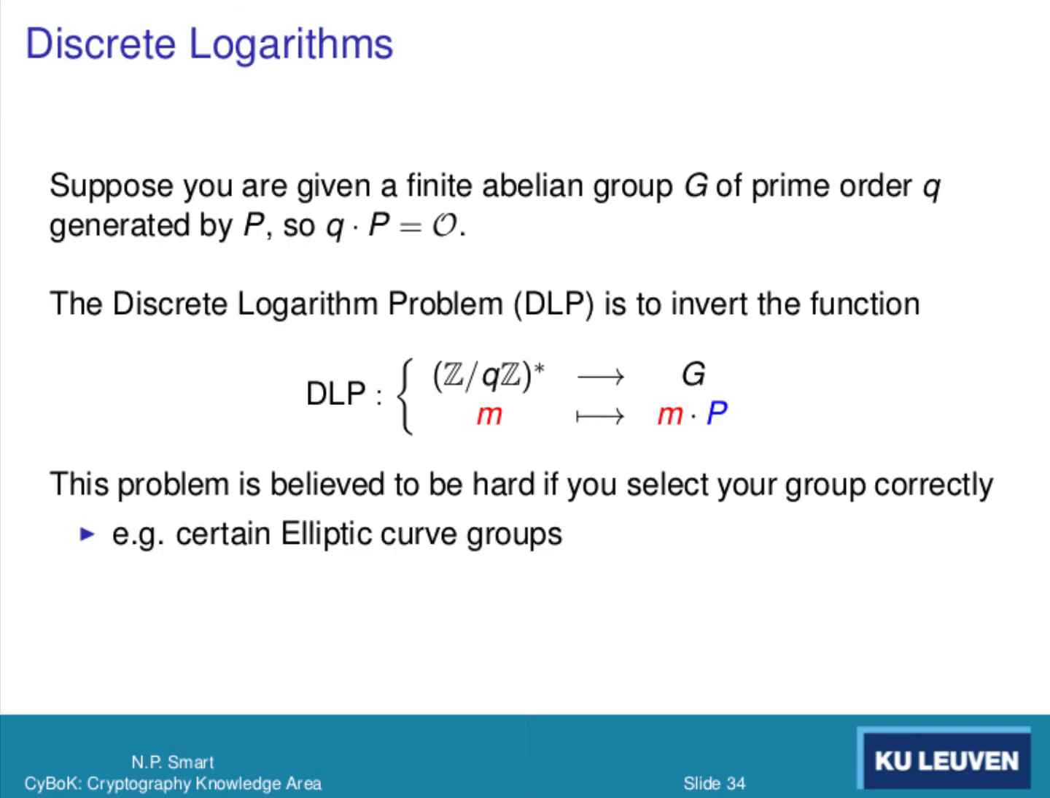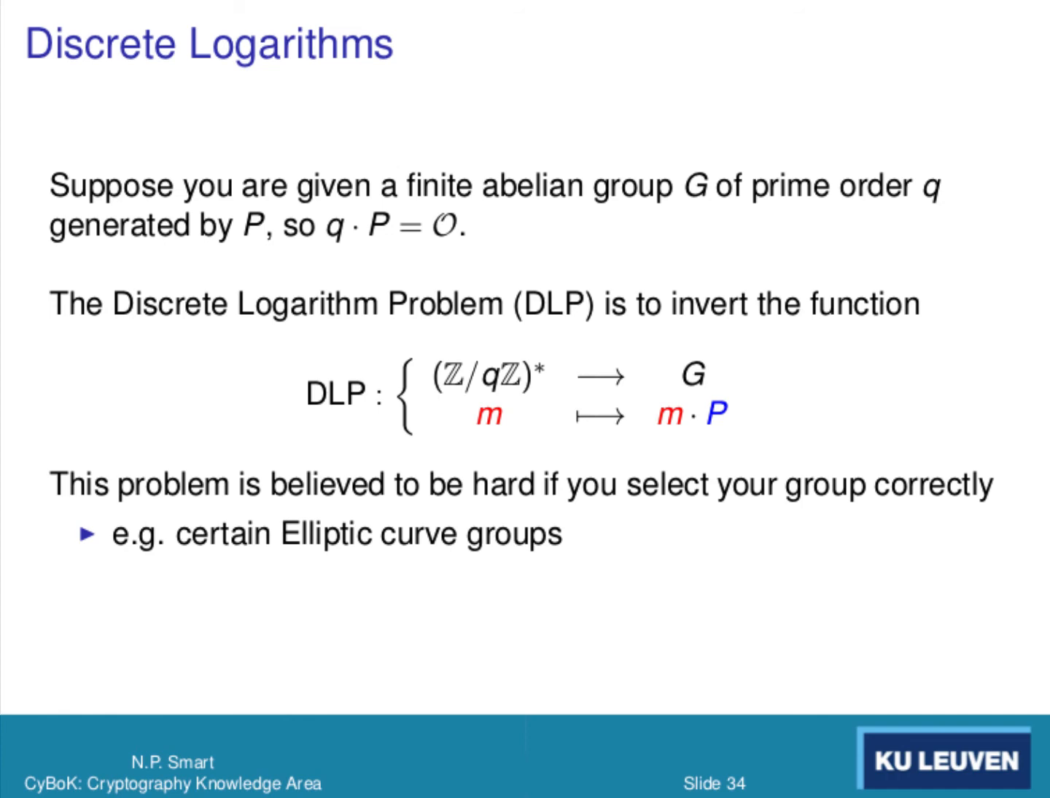Okay, the other way of producing encryption schemes and signature schemes in the real world at the moment is using what's called the discrete logarithm problem. And here what we take is some finite abelian group G, which is usually in the real world an elliptic curve, which has prime order q.